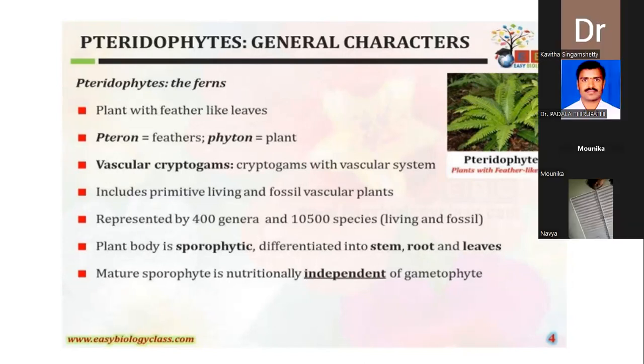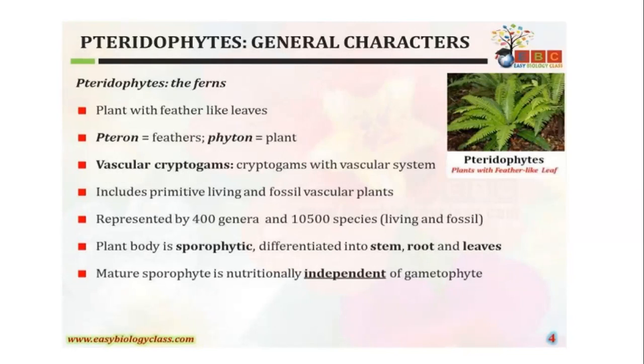The peculiar characters of the plants in the pteridophytes are the leaf characters of the plant body. Why we are focusing only on the leaf, I'll tell you in the coming slides. Now, Pteridophyta, pteron, is derived from two words. Pteron means feather-like and phyton is a plant. So pteridophytes are having feather-like leaves.